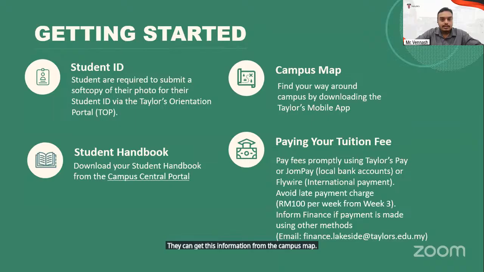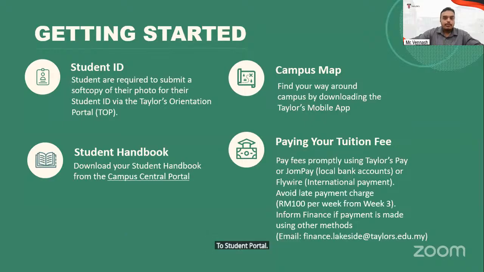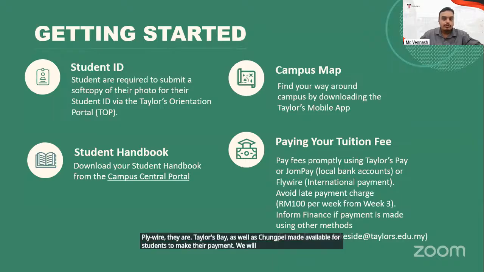You can also get to know about your tuition fee details through the student portal, where you can see that there are options such as Flywire, Taylor's Pay as well as Zoom Pay made available for students to make their payment. We will go more into fee payment on the next slides as well.